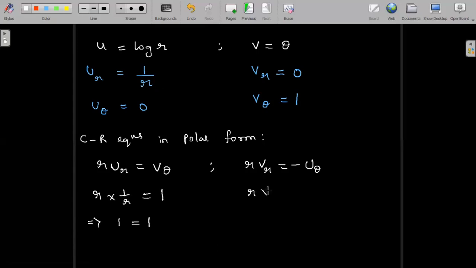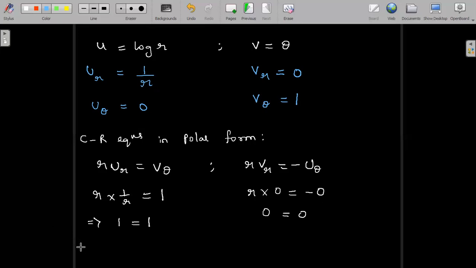Similarly, r into v_r: v_r is 0, and u_theta is also 0. So we have 0 is equal to 0. So we observe both the CR equations are satisfied. That is, r u_r is equal to v_theta because LHS is equal to RHS, and similarly r v_r is equal to minus u_theta. Since both the CR equations are satisfied, we can conclude that the given function is analytic. Let us write that conclusion now.